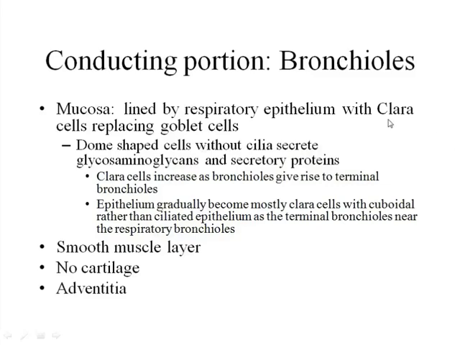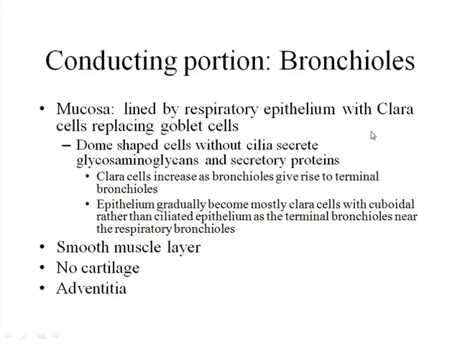Here again is the histology structure of bronchioles. The mucosa is lined with the respiratory epithelium with Clara cells. Now the goblet cells, which are present in the tracheal portion to produce mucus, are replaced with the Clara cells. These are dome-shaped cells without any cilia.